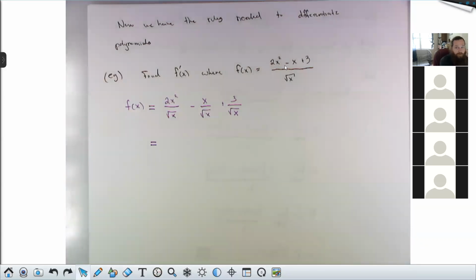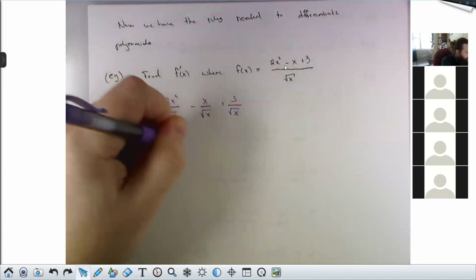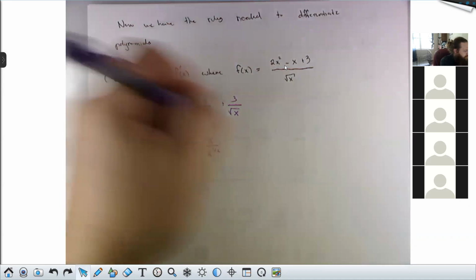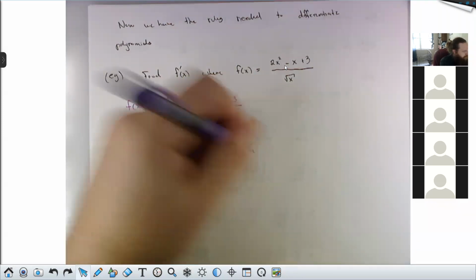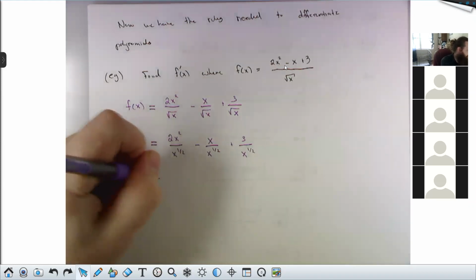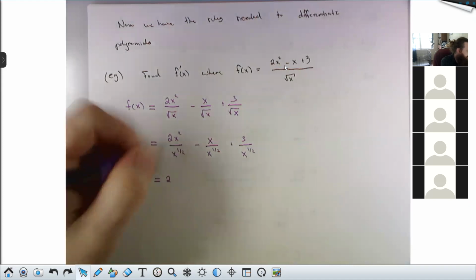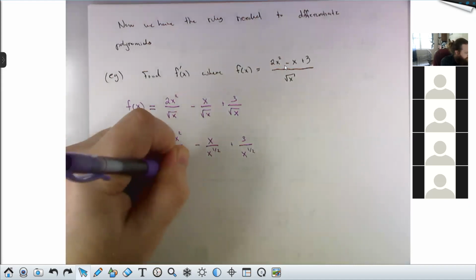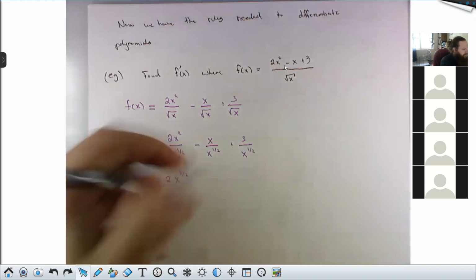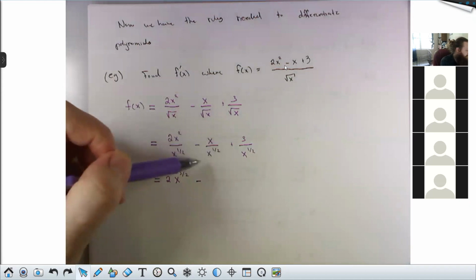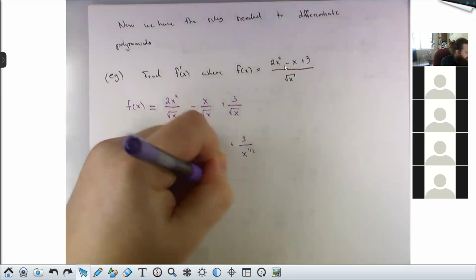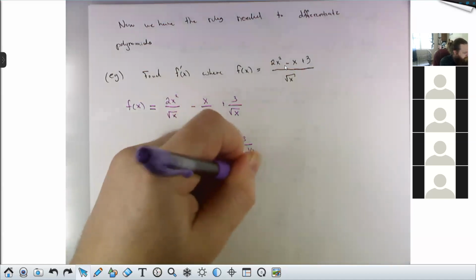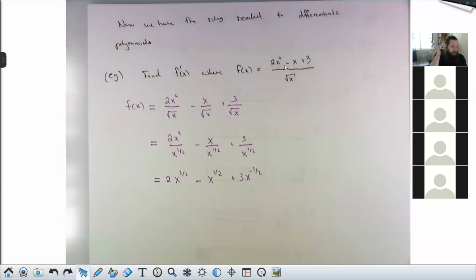Each one of these terms can be rewritten as a simple power function using just rules for exponents. So I'll rewrite the square roots as x to the 1/2, and then we can use our properties of exponents to clean up each of these. So there's going to be a 2 here, that's this 2, and then x squared divided by x to the 1/2 is x to the 2 minus 1/2, or 1.5, which is 3/2. This minus is this minus. x to the 1 divided by x to the 1/2 is x to the 1 minus 1/2, which is x to the positive 1/2. And then finally 3 over x to the 1/2 is 3 times x to the negative 1/2. Still no calculus, just algebra.